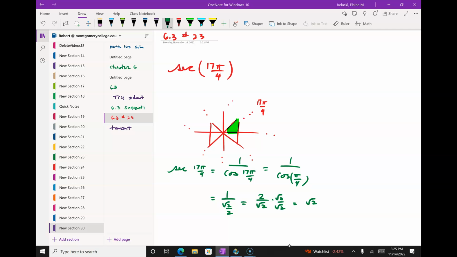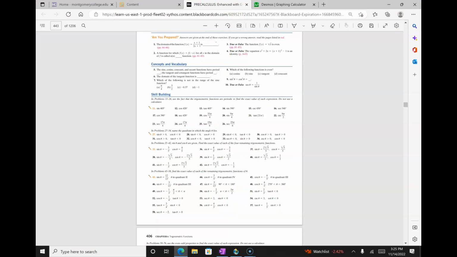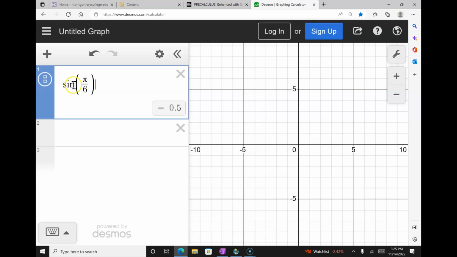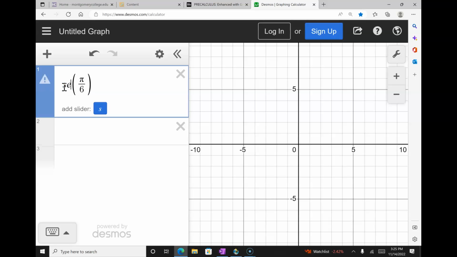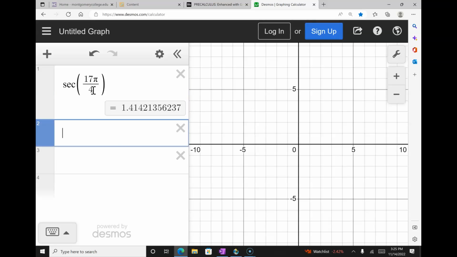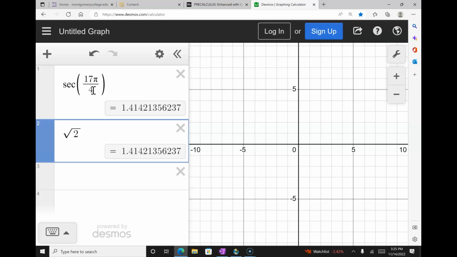Now, can you check these with Desmos? Hell yeah. What would I do? How do I check this with Desmos? Right? I'm gonna go secant, right, of 17 pi over 4. And check it with my square root of 2. Right? Make sense?